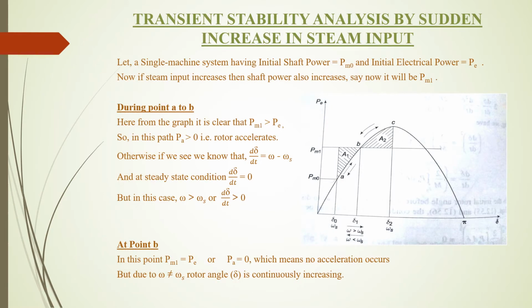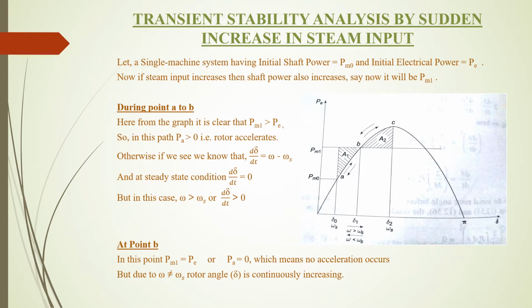Transient stability analysis by sudden increase in steam input. Let a single machine system have initial shaft power Pm0 and initial electric power Pe. Now, if we suddenly increase the steam input, which means mechanical power increases, say now it will be Pm1. From the graph at point A, Pm0 equals Pe, which means steady state condition, but from point A to B, shaft power rises up to Pm1 from Pm0.